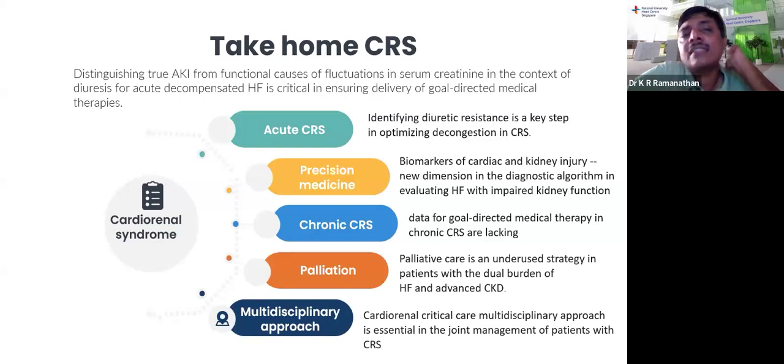The societal guidelines talk about a multidisciplinary approach to this problem. Clearly, if you look at cardiology guidelines or nephrology guidelines, the onus is on the cardiologist and the nephrologist to sort this out. But I feel that there is an important role for the intensivists here, especially in type 1 CRS, when you treat them in the ICU. So multidisciplinary approaches should involve intensivists, and I hope future guidelines include them as part of the multidisciplinary team when we manage patients with CRS.